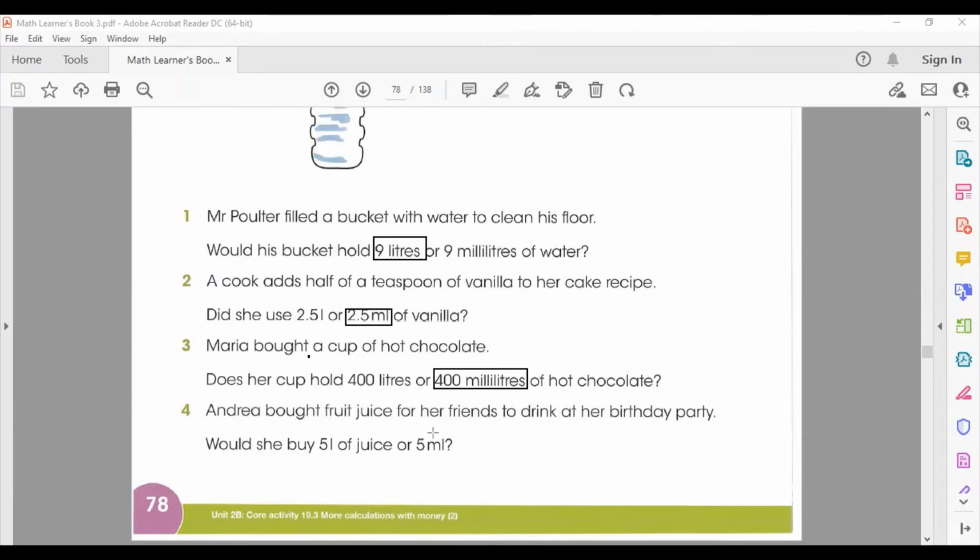Andrea bought fruit juice for her friends, more than one, to drink at her birthday party. Would she buy 5 liters of juice or 5 milliliters? Obviously 5 milliliters is not enough for her friends. So it is better to buy a 5 liter bottle for the birthday party. Let us move to the next question.